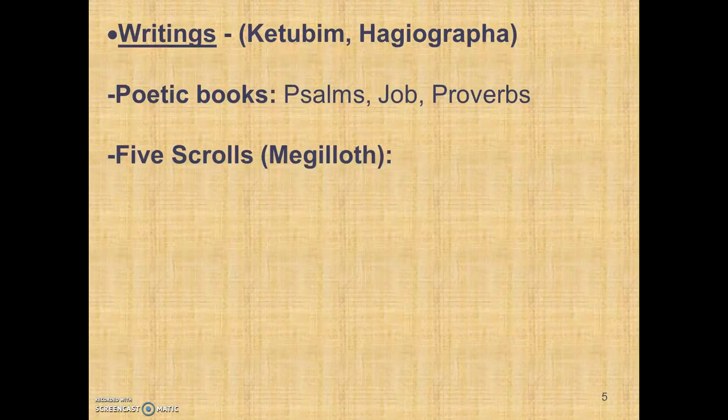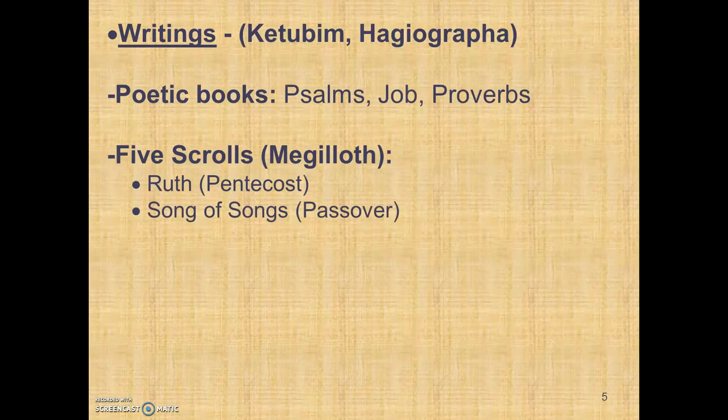Within the section of the writings, or Ketuvim, there are subcategories: the poetic books, Psalms, Job, and Proverbs. And then you have the five scrolls, or the Megillot. These are books that are linked together because they are used in association with some of the festivals in the Old Testament. So, for example, Ruth is associated with Pentecost, or the celebration of the harvest. Song of Songs is traditionally associated with Passover and the Feast of Unleavened Bread. And this view takes the Song of Songs as an allegory between God and Israel and their relationship.